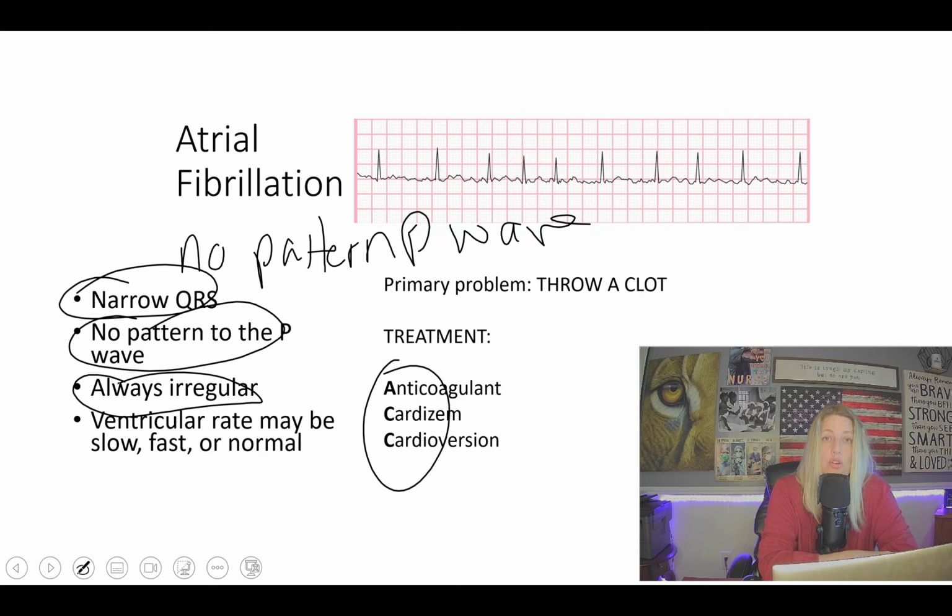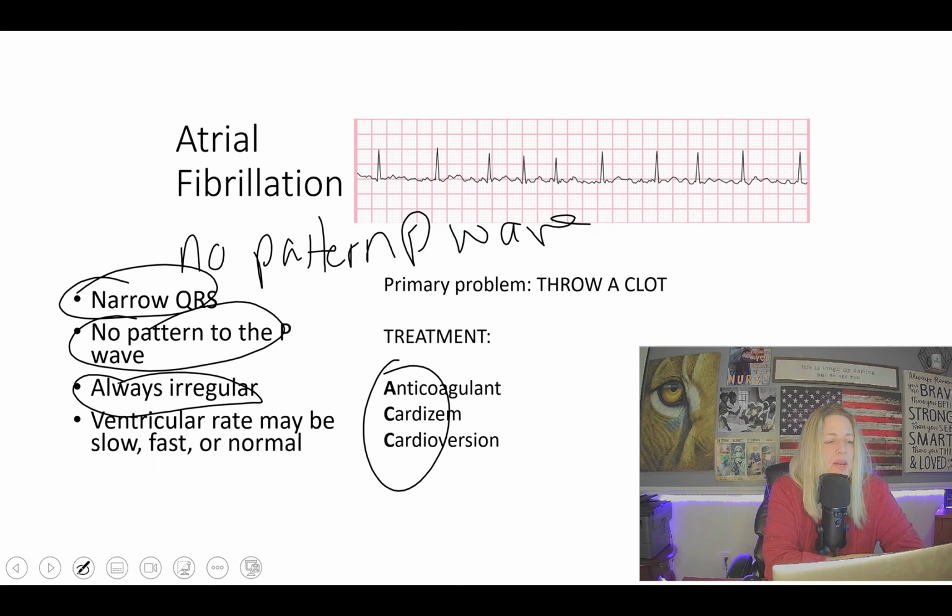So if you get a rhythm on the NCLEX and you look at it, and just by eyeballing, you go, well, that's irregular. I mean, it's not marching out, right? Marching out is regular: dun, dun, dun, dun, dun. Irregular is dun, dun, dun, dun, dun, dun, dun, dun, right? It's irregular. There's no pattern to it. And so it's irregular, and AFib is always irregular.